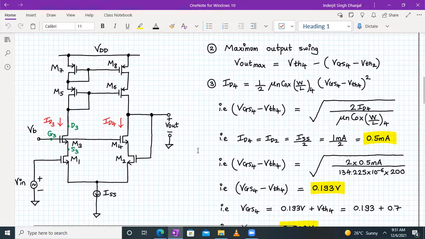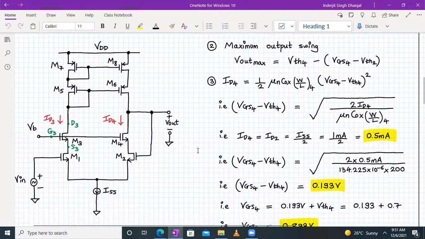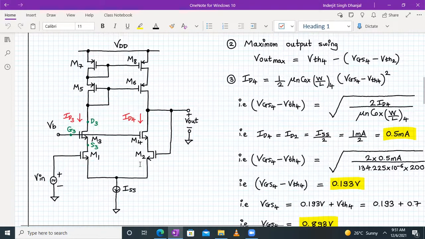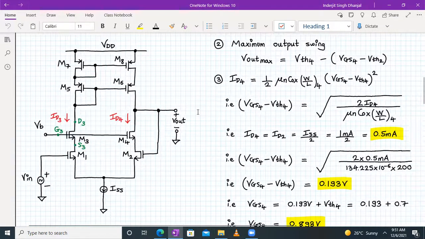First of all, we'll calculate VGS4. Your ID4 value will be half mu n Cox W by L of 4 into VGS4 minus VTH4, the whole square. From here, we can write VGS4 minus VTH4 is equal to square root of twice ID4 divided by mu n Cox W by L of 4. Now, ID4 is equal to ID2 because they are connected in series. And ID4 will be half of the ISS value because the circuit is symmetric. ISS is given as 1 milliampere, so ISS by 2 will be 0.5 milliampere.